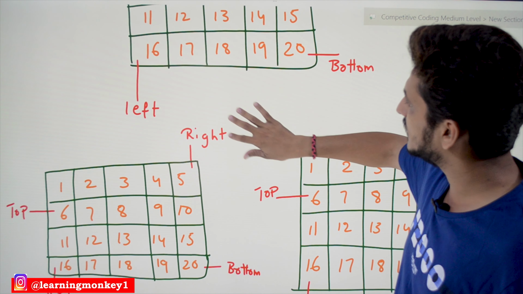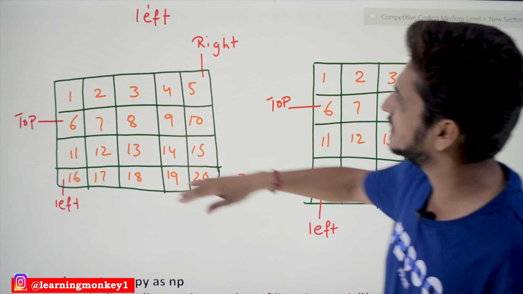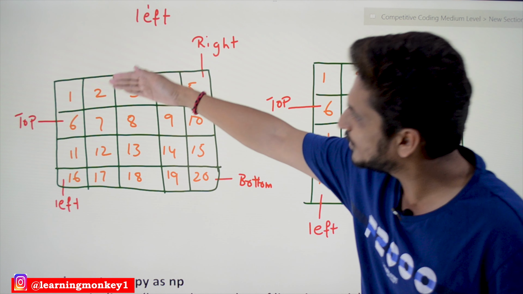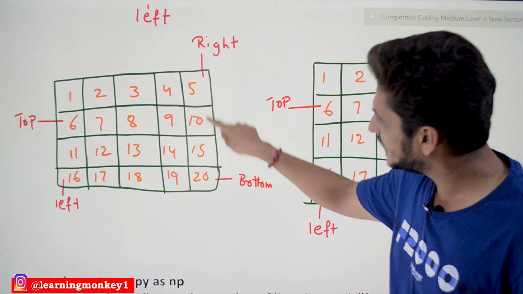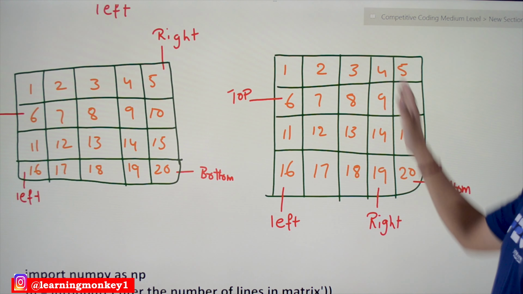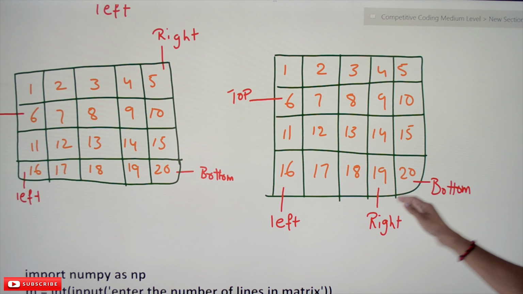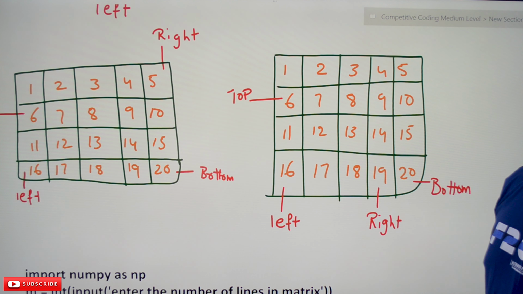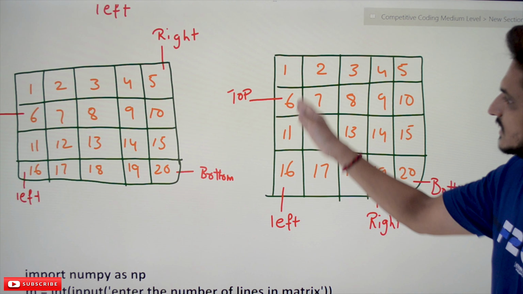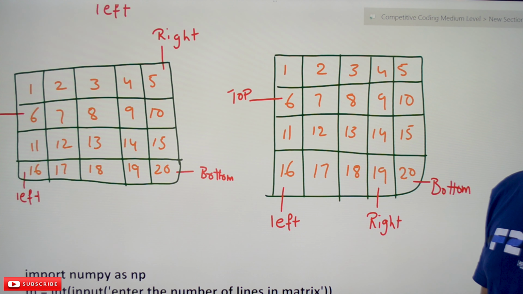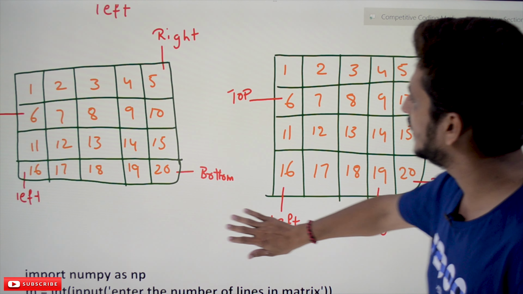Let's try to understand a bit more about what we have discussed. After displaying 1, 2, 3, 4, 5, top is pointing to the next line. Similarly, if you display 10, 15, 20, right has to point to this column. After displaying 19, 18, 17, 16, bottom has to point to the line above. After displaying 11, 6, left has to point to the second column. That is how we are using these four variables. So coming to the coding part now.